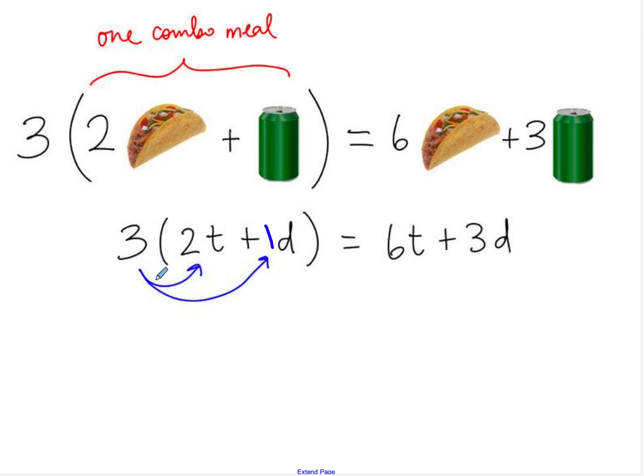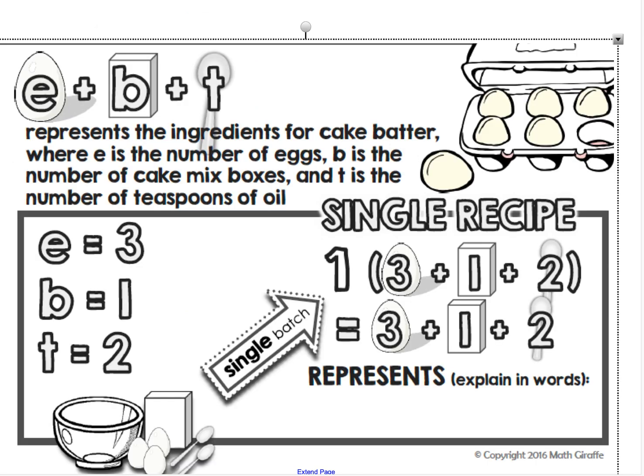The number in front of parentheses needs to get multiplied by everything inside the parentheses. That's the distributive property. All right, so let's talk about distributive property with another food situation. This time it's baking a cake.